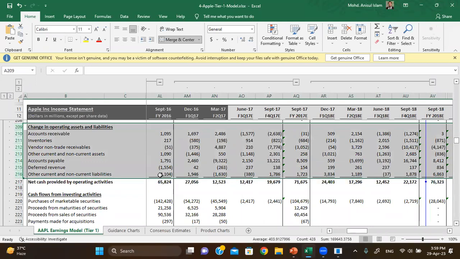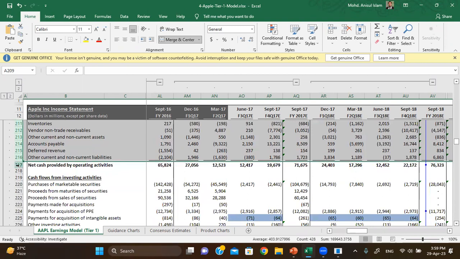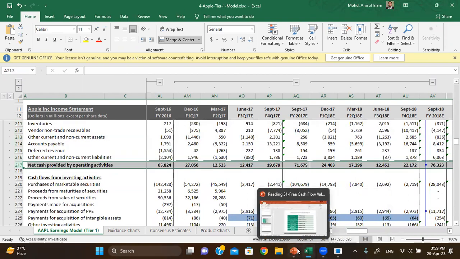Now you see this portion. Does this portion reflect the incremental investment in working capital? Yes, sir. So after making this adjustment, you get which one? The cash flow from operations. And this is here.